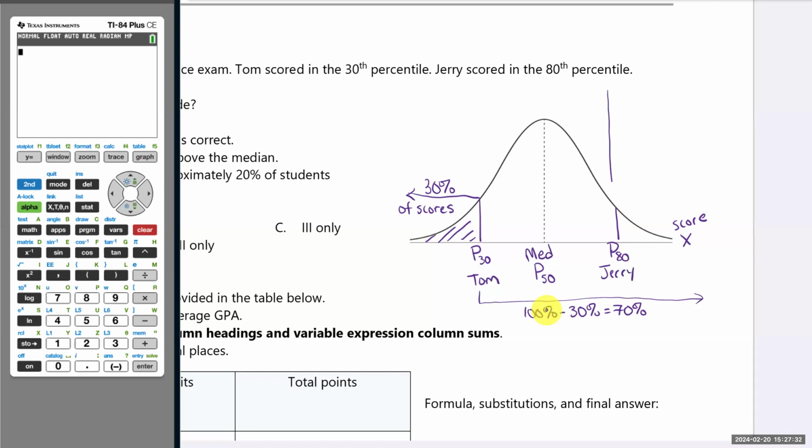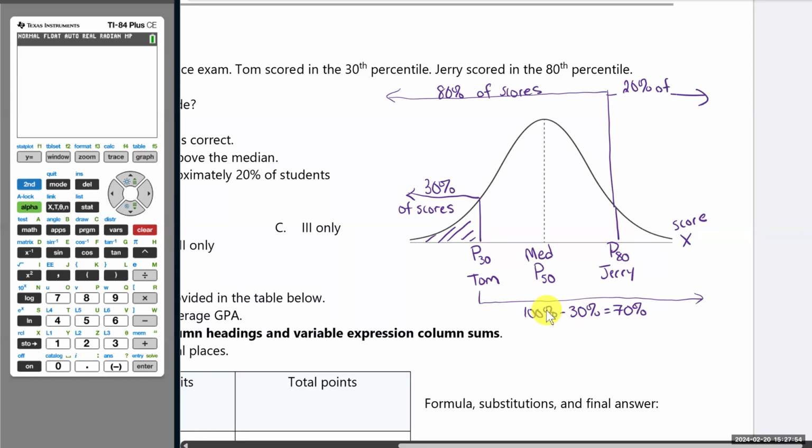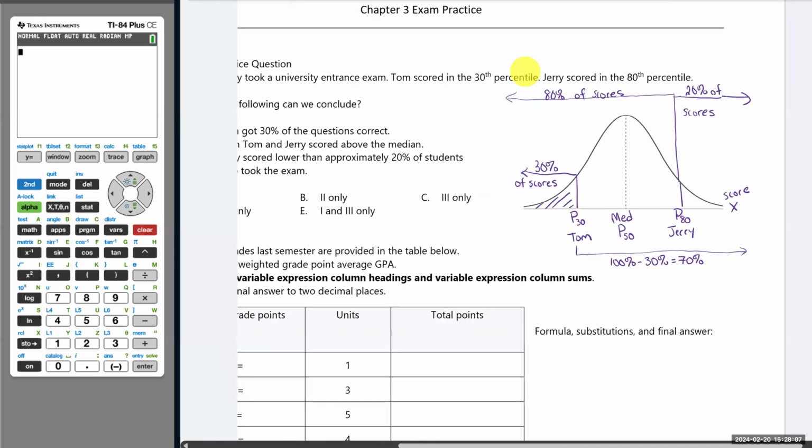And I'm not going to shade because that'll just look confusing. But what I will say is that I now know that 80% of scores are lower than Jerry's score, which would mean the other 20% of scores would be higher than Jerry's. So I don't know how much of this information we need. I'm just giving you a lot of information so you can answer any question that's asked about interpreting this information about the percentiles. All right, so lovely. We've got some kind of picture going over there.